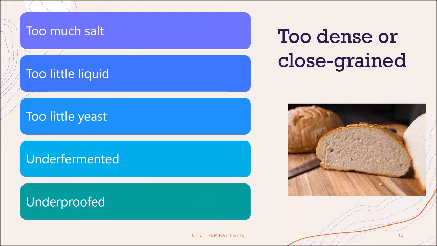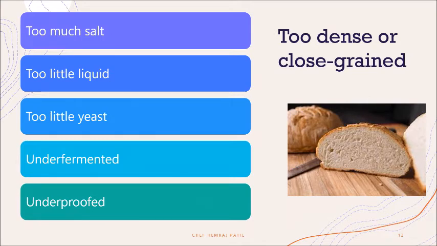Second one is too little liquid is used. If there is very little liquid in the recipe, the dough is going to be very stiff and your bread dries out very fast. Too little yeast. If less yeast is used, then fewer gases would be formed, and it will have a very close texture because there are no gases which help to rise the bread.